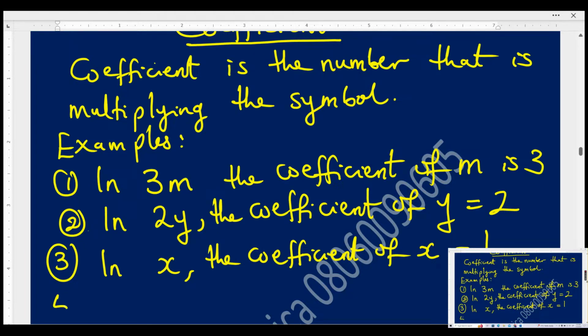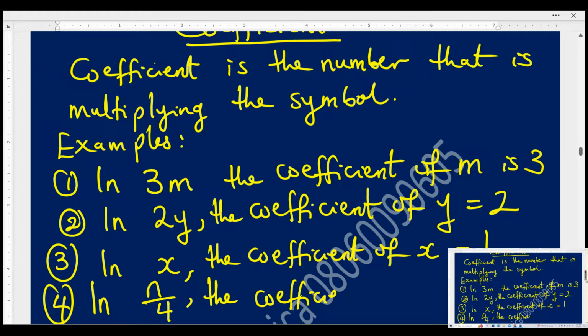Now, what if we have n over 4? In n over 4, the coefficient of n is equal to 1 over 4. All right? I hope you understand that.